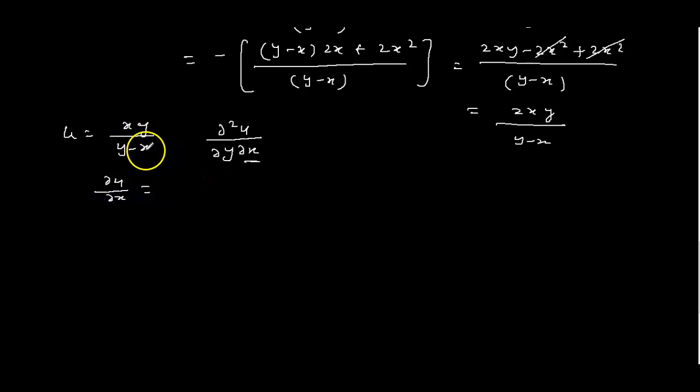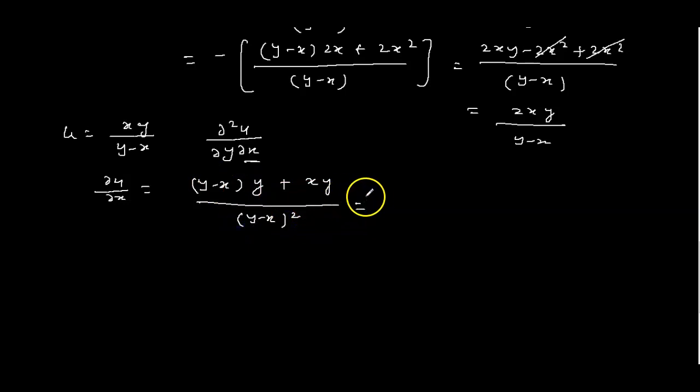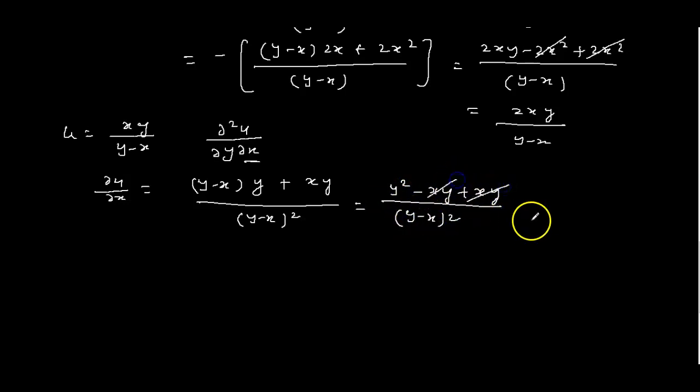So here u by v. u by v means y minus x as it is, and xy differentiation with respect to x, so only y will be left, minus xy as it is, and this differentiation with respect to x: y is 0 and x is minus 1, so this becomes plus 1, and this is x, y minus x as it is, over y minus x whole square. So this becomes y square minus xy plus xy divided by y minus x whole square. This is cancelled here, so y square divided by y minus x whole square.